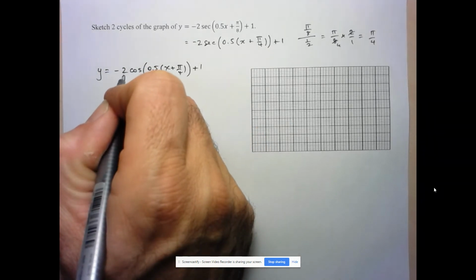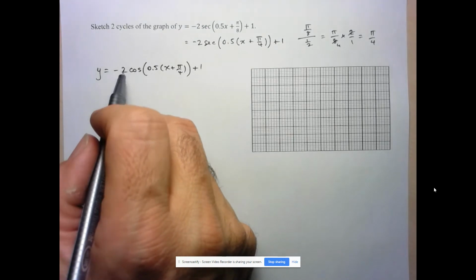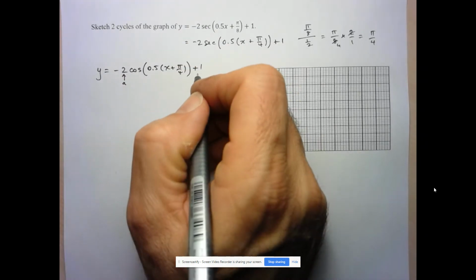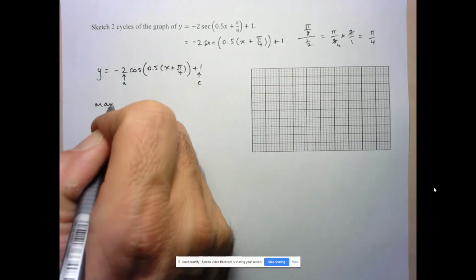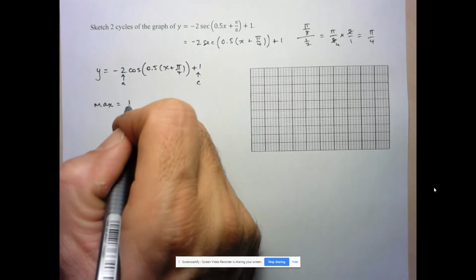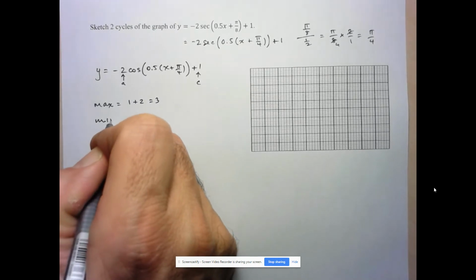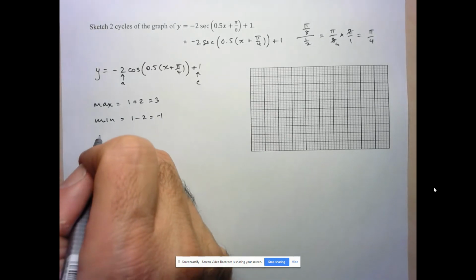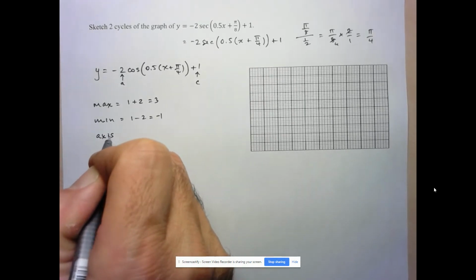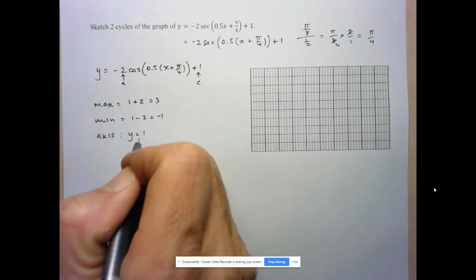So our amplitude would be the 2. Forget it's not the -2, but just the absolute value of that, 2. And here we have our C value. So from there, we can find our max and min. So the max will be just 1 plus 2, which is 3, and the min will be 1 minus 2, which is -1. And then we're also going to draw our axis, and we'll see why that's going to be important later on. So that's y equals 1.